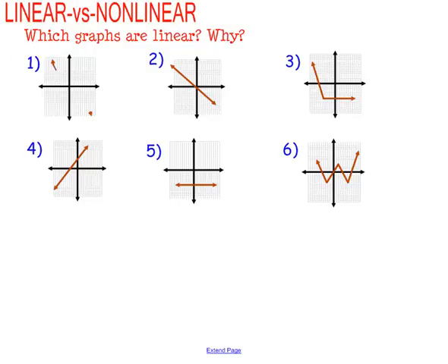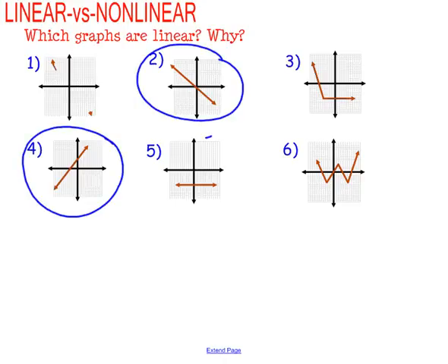Alrighty, so linear versus nonlinear. If I know that a linear function is a function whose graph is a straight line, I would ask you then to tell me which graphs here represent a linear function. Hopefully you would be able to pick out 2, 4, and 5. All three of those graphs graph a straight line.